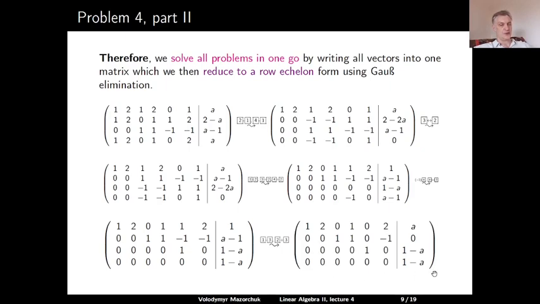Rows 3 and 4 remain the same. Row 1 becomes, so the first 4 elements remain the same, and then 1 minus 1 is 0, 2 minus 0 is 2, 1 minus a is a. And row 2, the first 4 elements are the same, and then 1 plus minus 1 is 0, 0 plus minus 1 is minus 1, a minus 1 plus 1 minus a is 0. So here is our row echelon form.